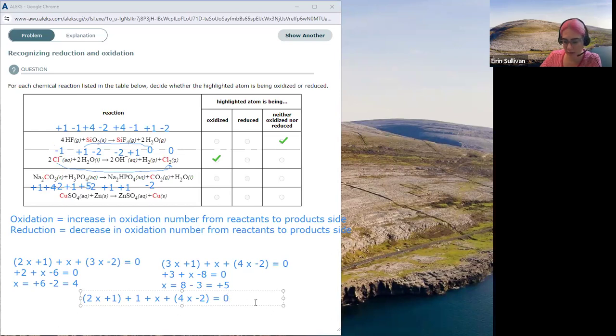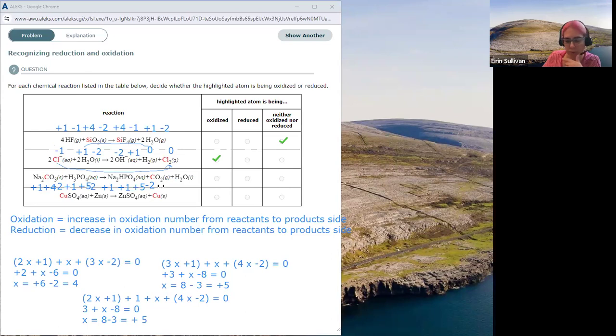So that gives me 3 plus X minus 8 equals 0. So X is 8 minus 3, which is +5 again. It would help if I put an equals there. So phosphorus is going to be +5.